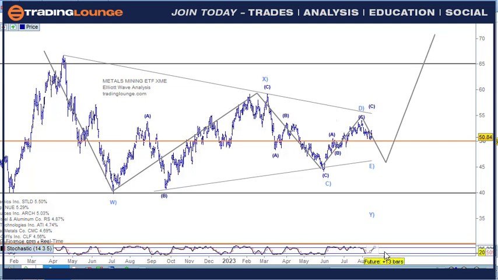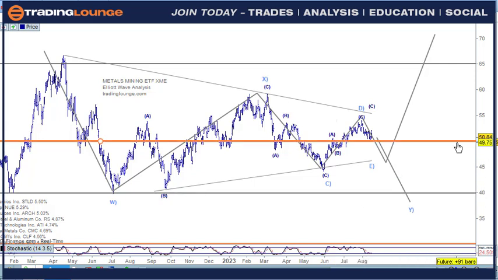The other pattern is that it takes us lower and drops below this low here as a W, X, and Y, with an A and a B and a C wave to take this out. So I'm not quite sure the best way to view this just yet. But either way, for the metals, we still have more downside to come.